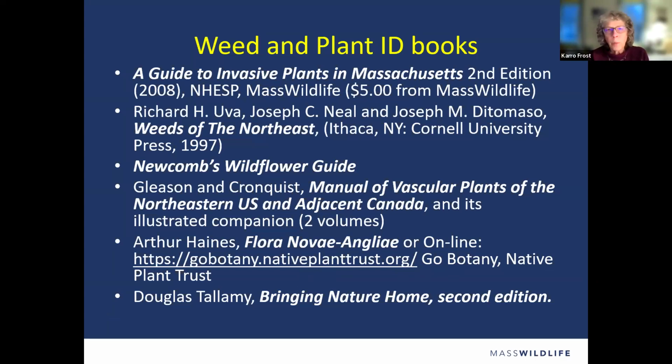One of the other books that I recommend, which is not an identification book, is Douglas Tallamy's Bringing Nature Home, the 2nd edition. A lot of good information there, a lot to say about what invasive species can do and how to address them.